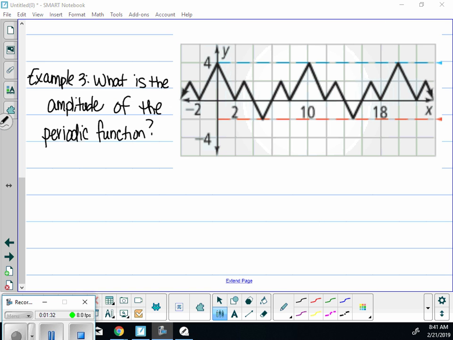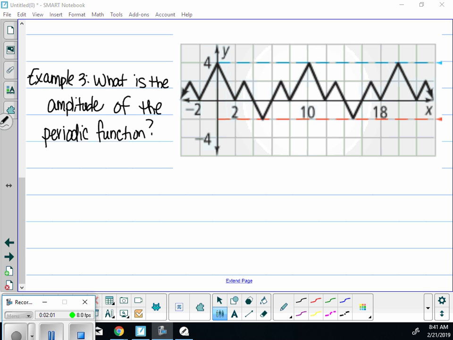So we looked at examples of identifying whether or not a function is a periodic function. Then we looked at examples of recognizing what a cycle of a periodic function is, and then finding the period, the length of that cycle. The last thing we're going to do is figure out what the amplitude of a function is.